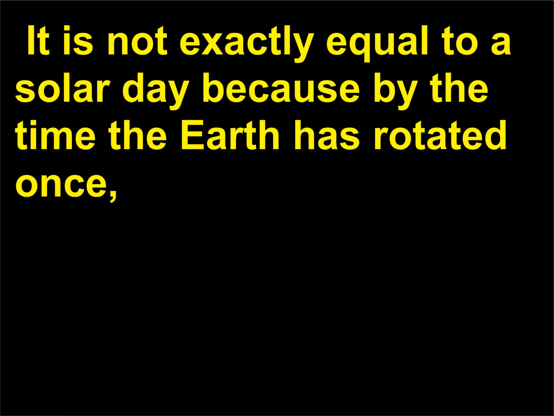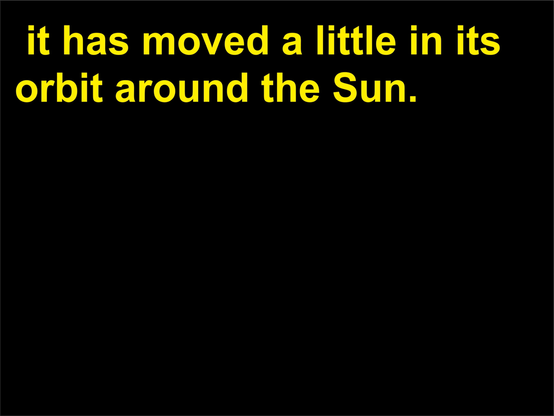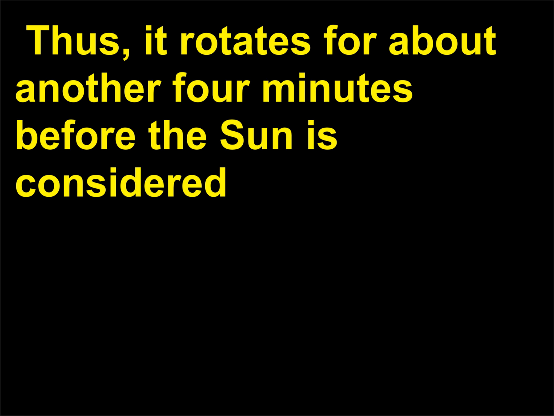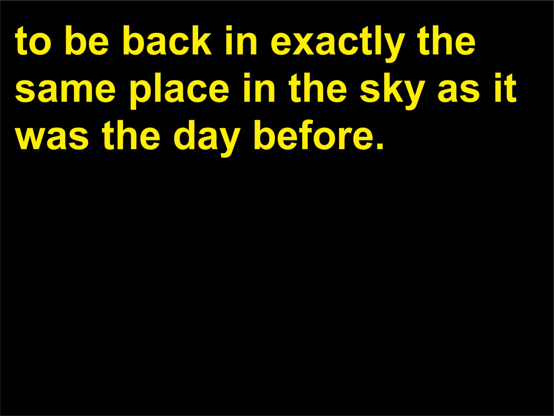It is not exactly equal to a solar day because by the time the Earth has rotated once, it has moved a little in its orbit around the Sun. Thus, it rotates for about another 4 minutes before the Sun is considered to be back in exactly the same place in the sky as it was the day before.